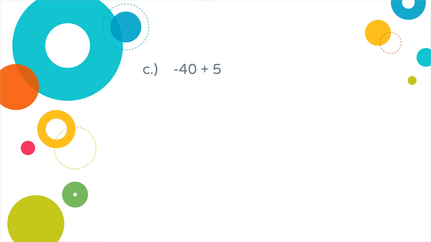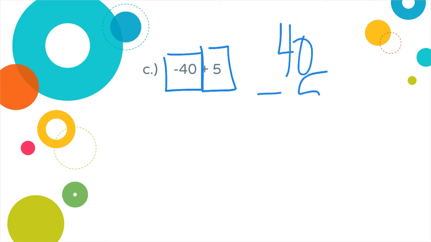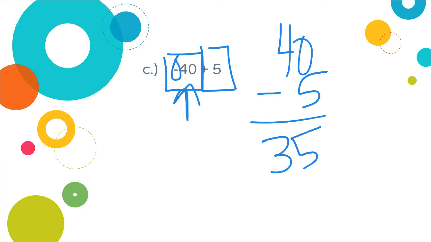Letter C, negative 40 plus 5. You have a negative 40 and a positive 5. A negative and a positive means different signs, subtract. 40 minus 5 is 35. 40 is the bigger number and it has a negative in front of it, so your answer is negative. The full answer is negative 35.